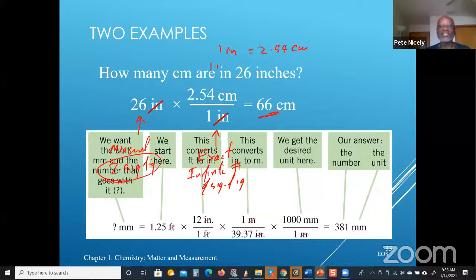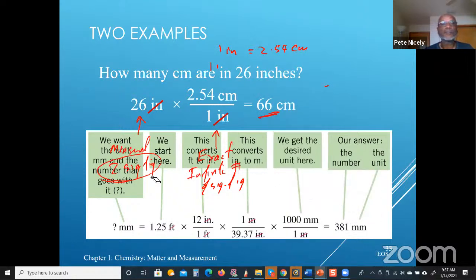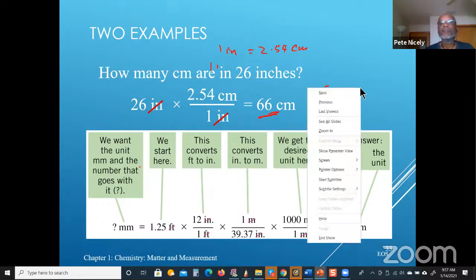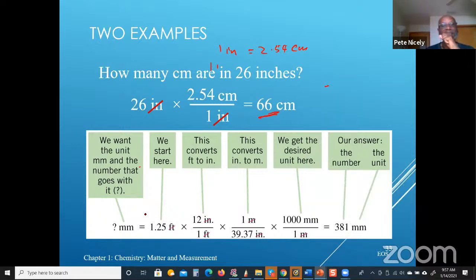So that's one example. So here's another example. In this case, you're given, you know what, let me erase the scribblings I had here to avoid confusion. All right, so let's look at this example. You're given 1.25 feet and you have to find the equivalent value in millimeters.